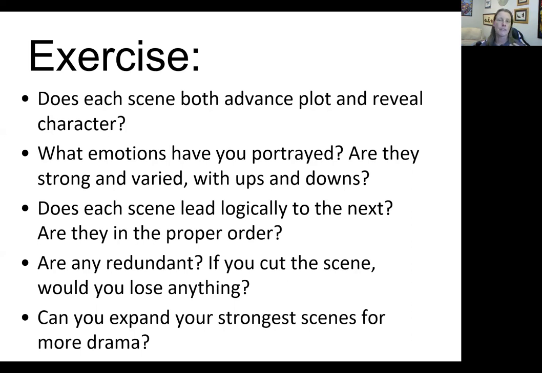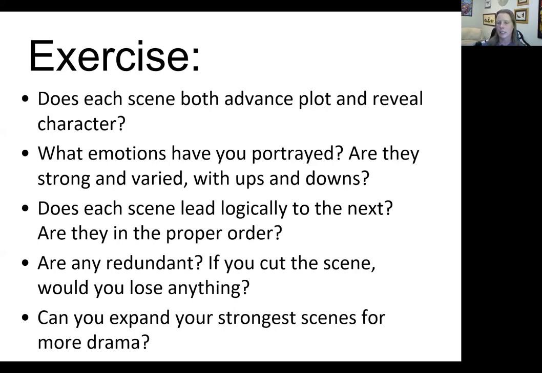So, does the scene advance the plot and reveal something about the characters? You can look at what emotions you've portrayed. You want strong emotion, but you also want ups and downs. If you have a character who's just anxious for 100 pages, it's going to get exhausting for the reader, and it's also going to get a bit tedious because we can't maintain that level of anxiety for so long. So actually bringing it down, having some quieter moments or some happy moments, some successes, and then having a complication can make it more dramatic because the reader has relaxed and then they get worked up again.